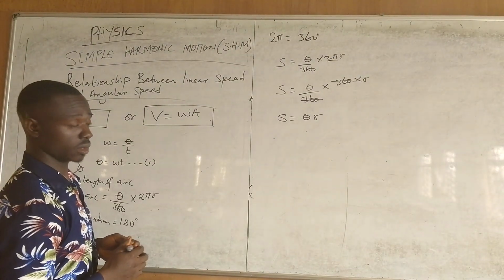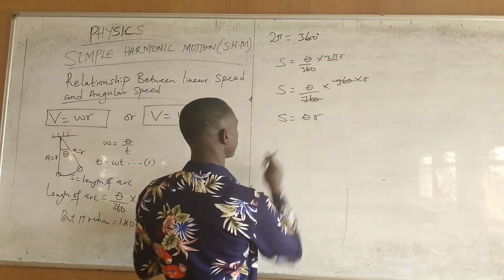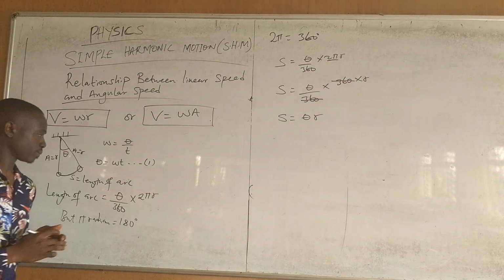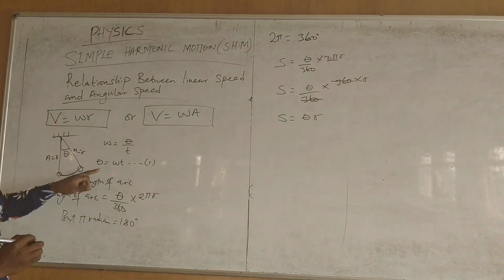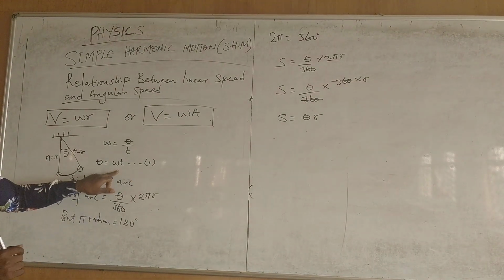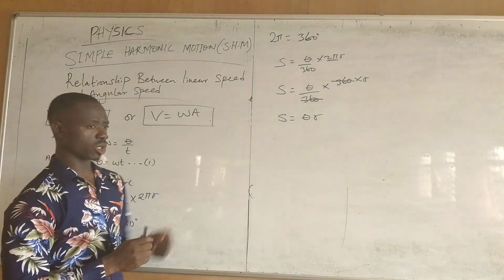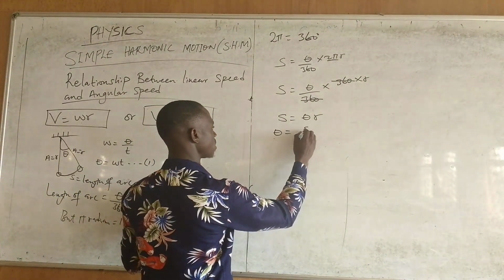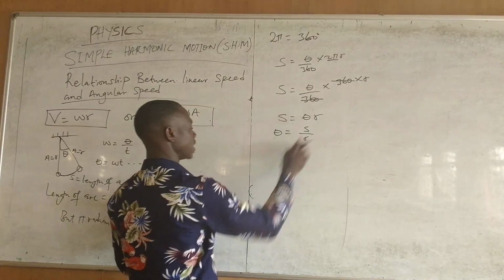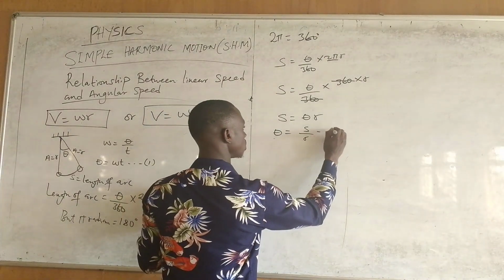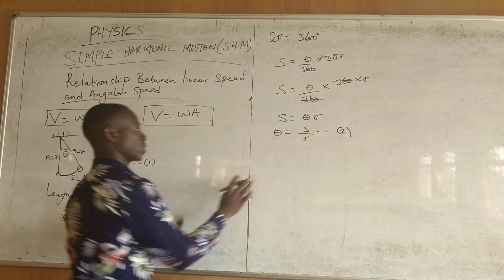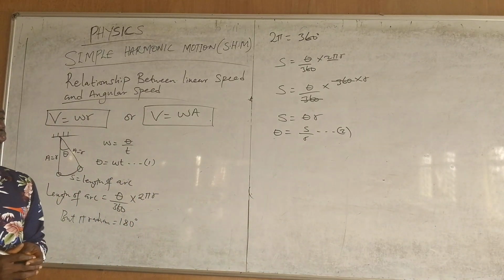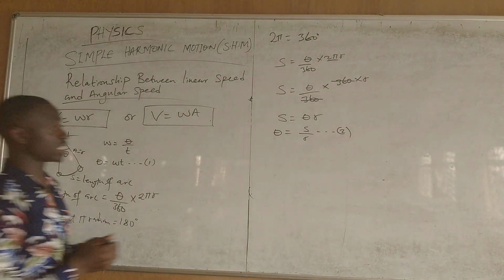Can you see? Okay. So please, I want to do something here. Theta is equal to omega t. Please also make theta the subject of the formula here. Theta is going to be equal to S over r. Let me call this one equation 2. Okay? Equation 2.